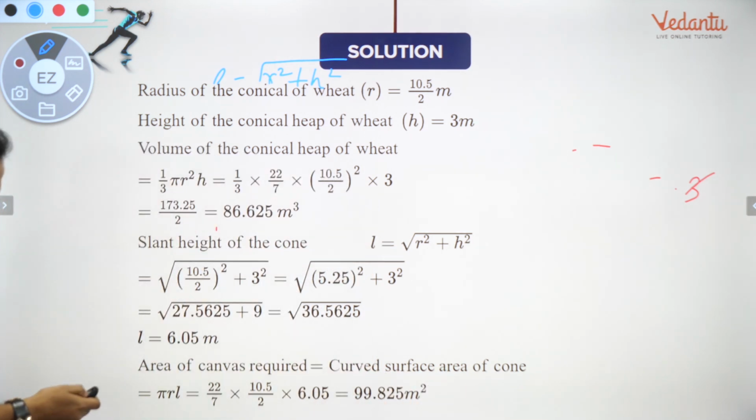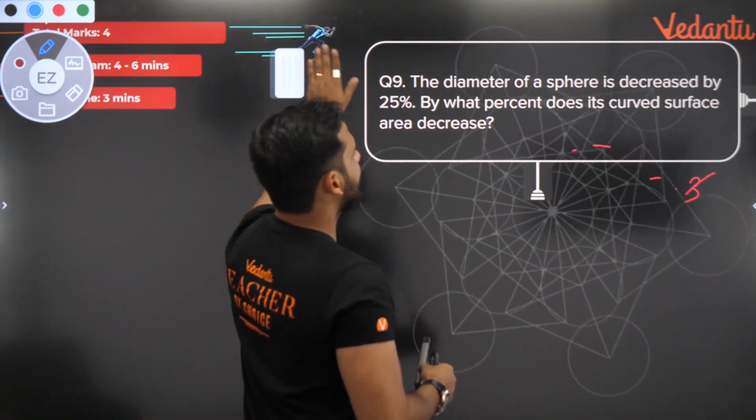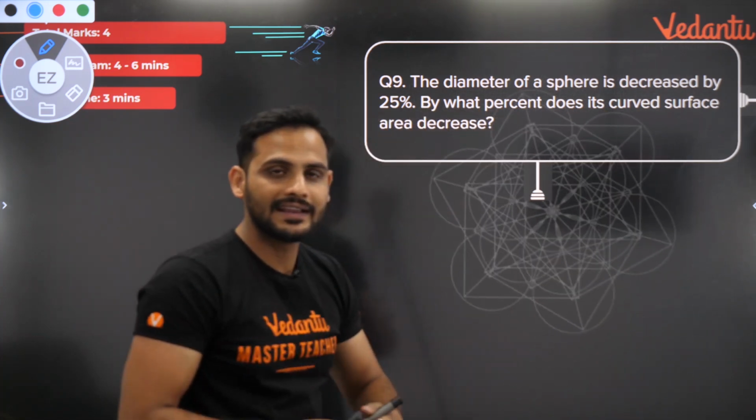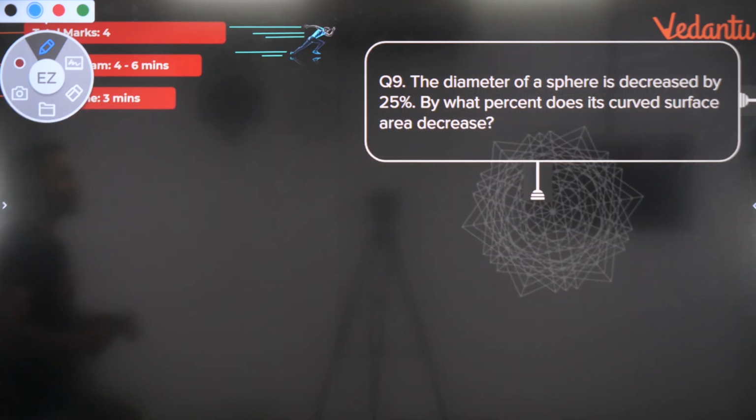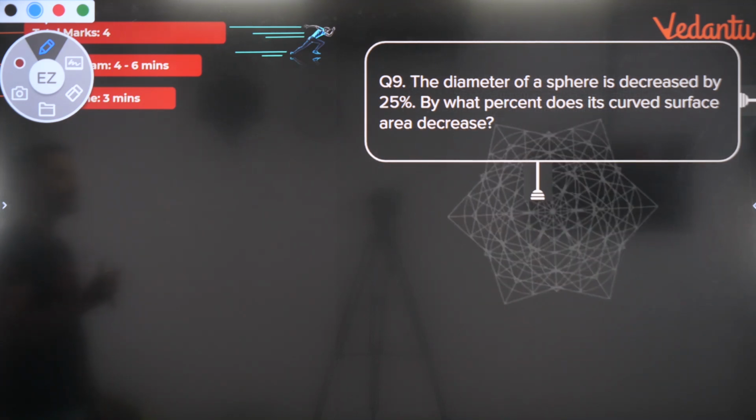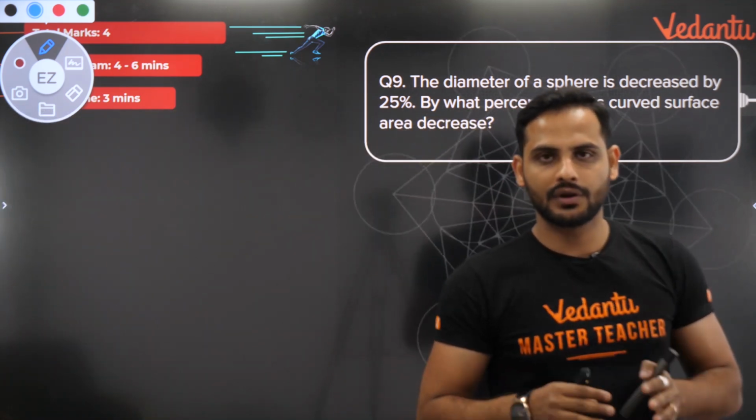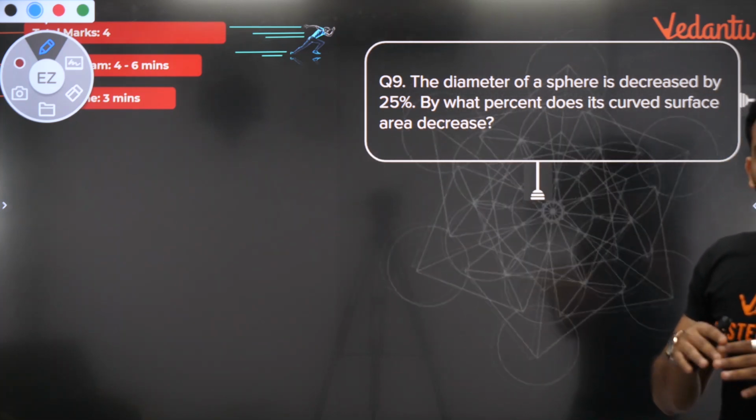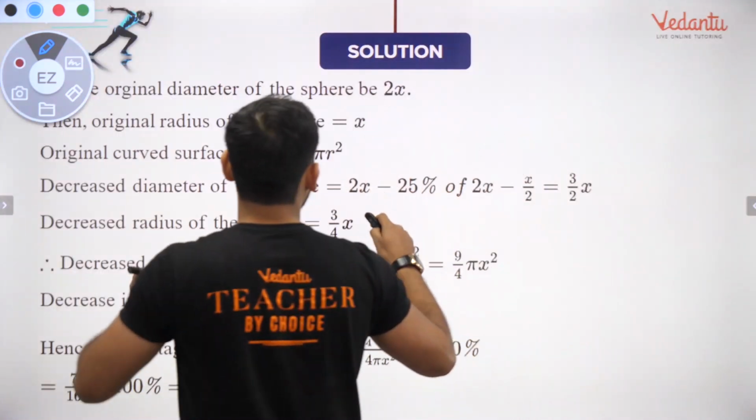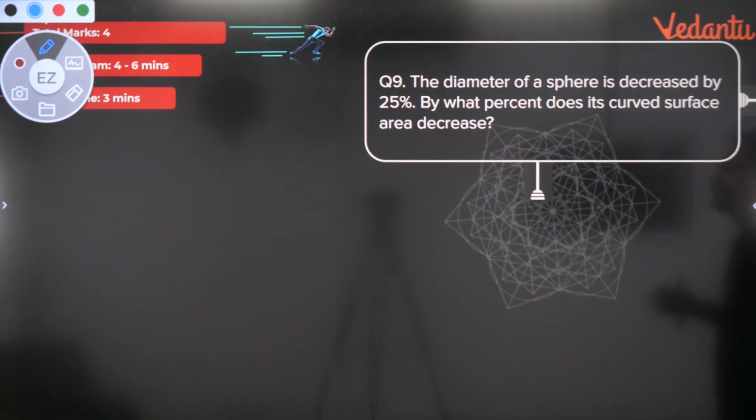Now, let's move ahead. The next part we have is this. The diameter of a sphere is decreased by 25%. By what percent does its curved surface area decrease? So what I'm telling you is that there was a sphere whose diameter we reduced by 25%. So we have reduced the diameter by 25%. What percentage does its curved surface area decrease?